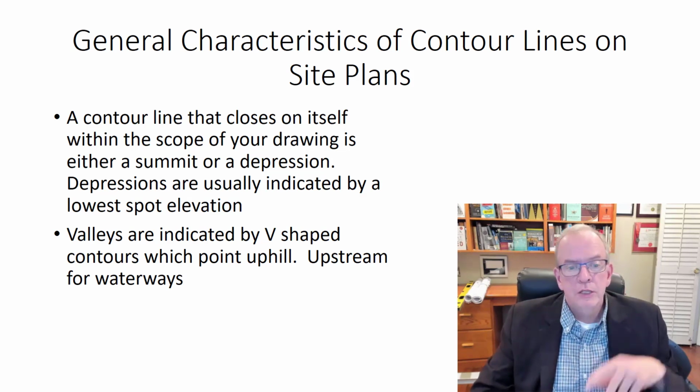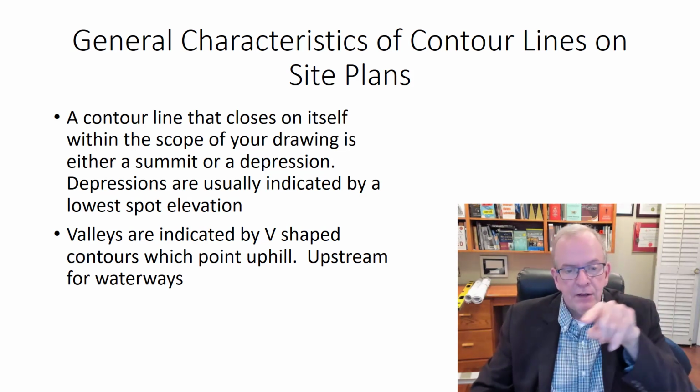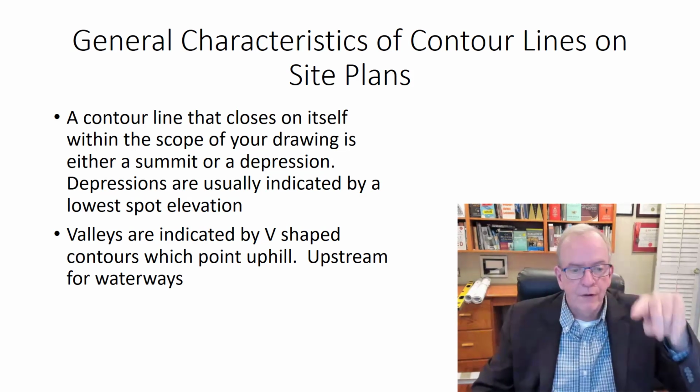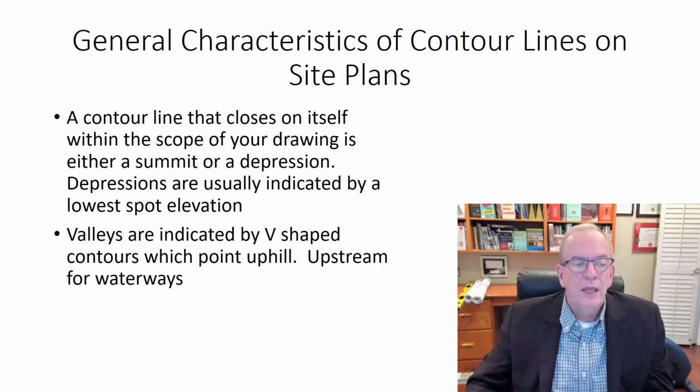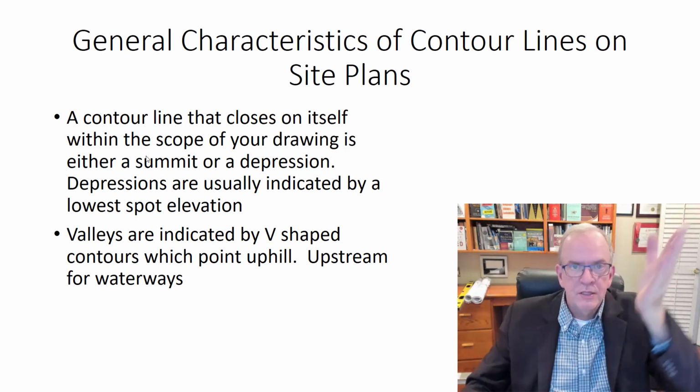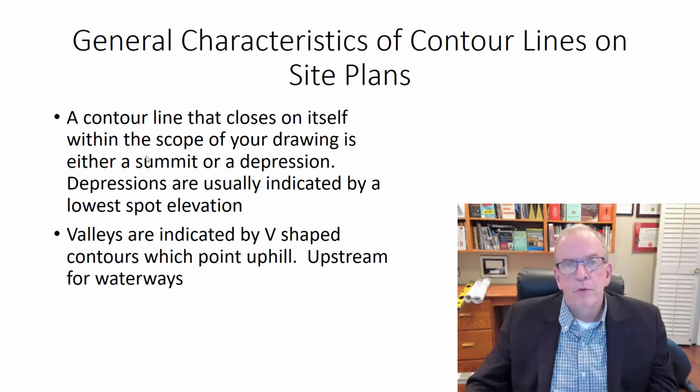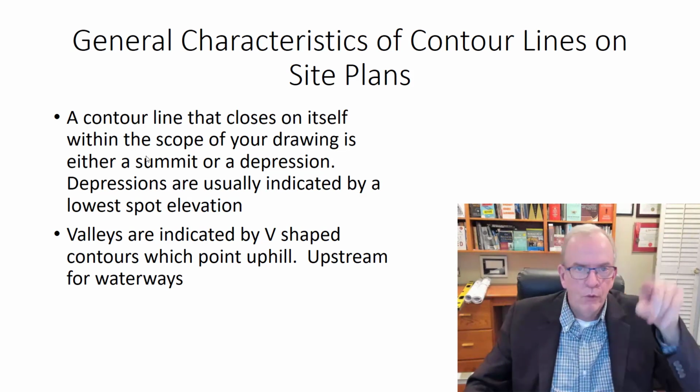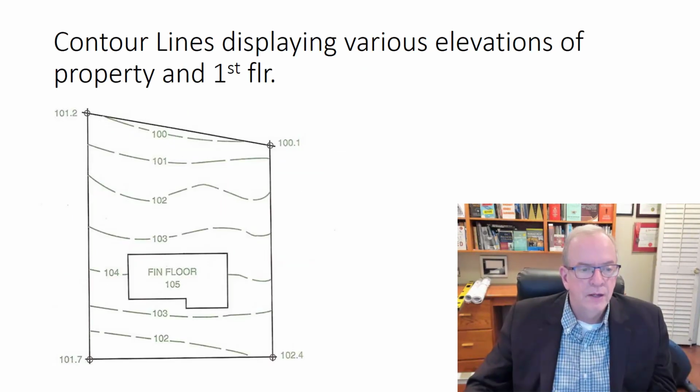You'll also see certain indicators like valleys in the contour line that are following each other. That usually will indicate that you've got a little bit of a swale in that spot, and it will usually point upstream where the point is. And I think I've got an example of that in an upcoming little snippet here. So here's your contour lines.